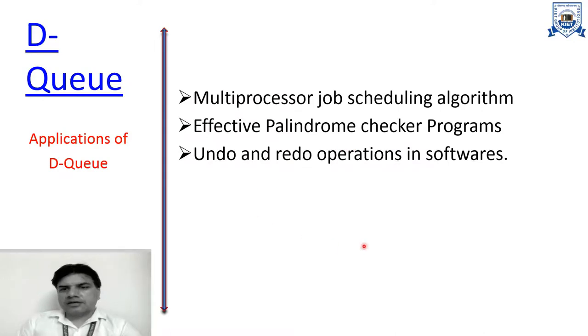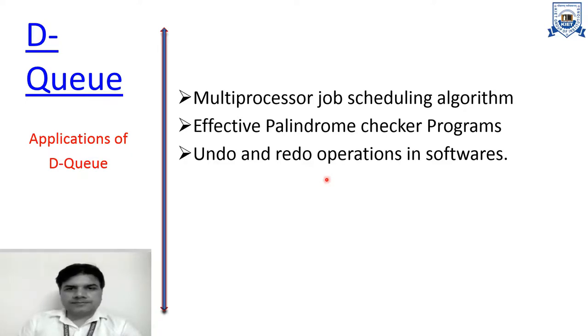And for undo and redo operations, like if we are performing some activity in the word processor, sometimes we want to undo the changes. So whatever changes we made earlier, they are stored in the form of deque, and if we want to again, like some process we have done and we want to reapply that, that is called redo operation. So in order to store the status of such undo and redo operation, we make use of deques. So these are some applications of double-ended queues.